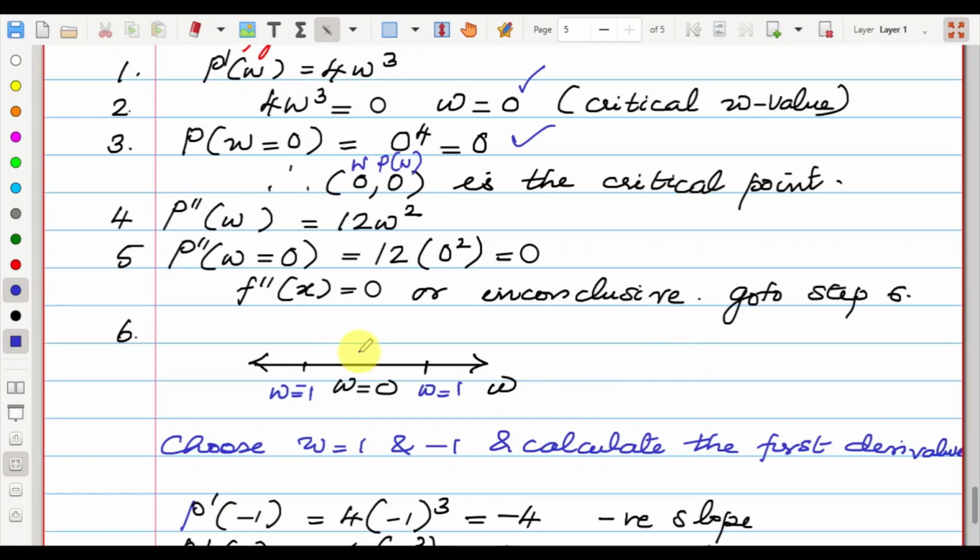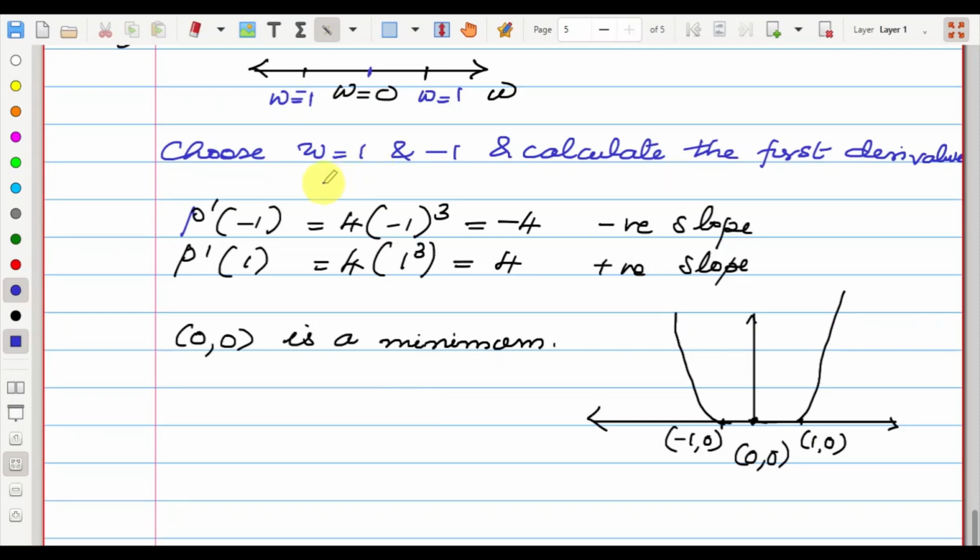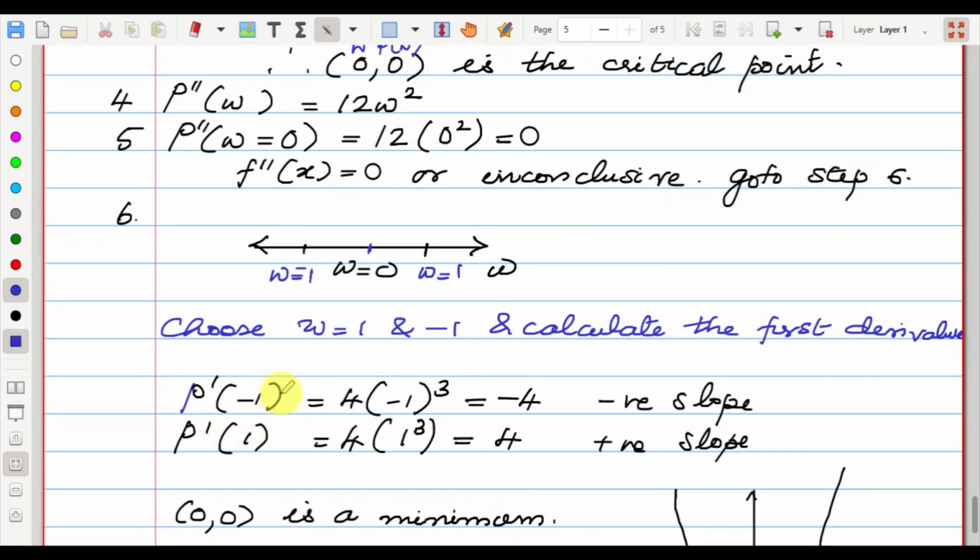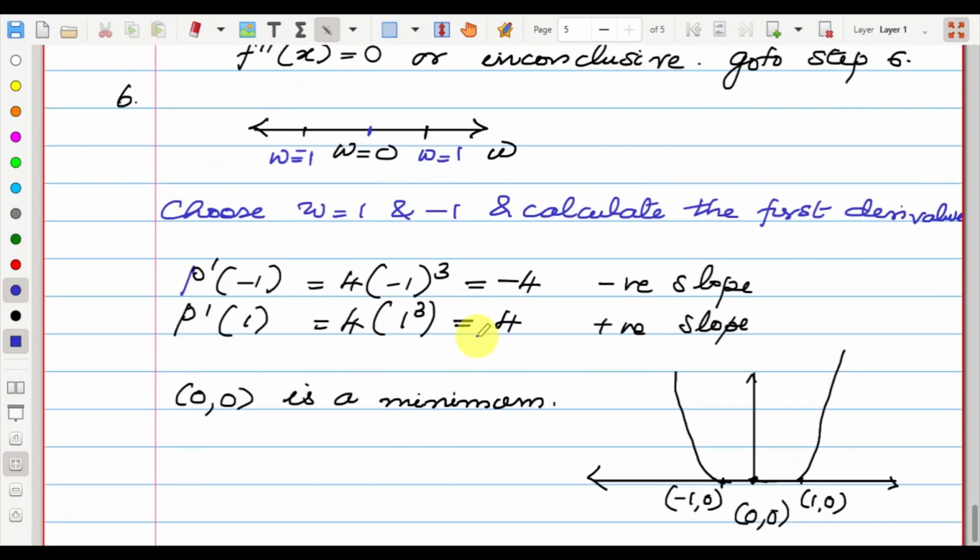What is step 4? We got W equal to 0. We need to consider one point before W equal to 0 and one point after. Choosing W equal to minus 1 and 1 is enough. We need to calculate the first derivative again. P dash of minus 1: the equation is 4W cube, so substituting W as minus 1, 4 times minus 1 cube equals minus 4. So we have a negative slope. Again, P dash of 1 equals 4, a positive slope. So there is one negative slope and one positive slope. So the point (0, 0) is a minimum point. We will get a curve like this. So this point is the minimum.